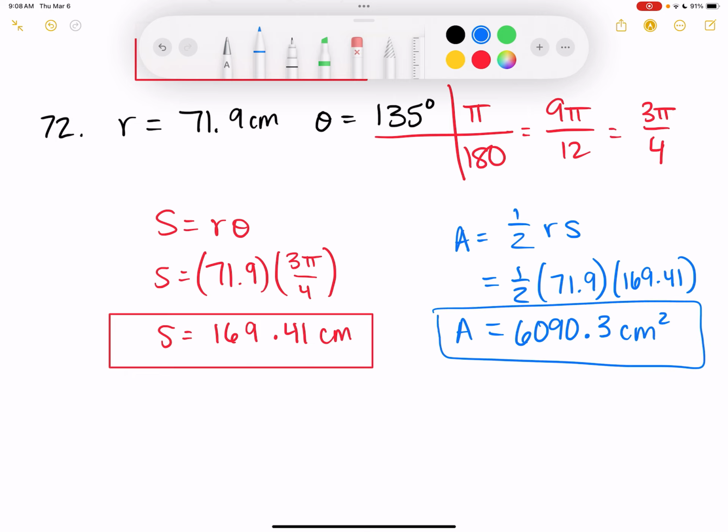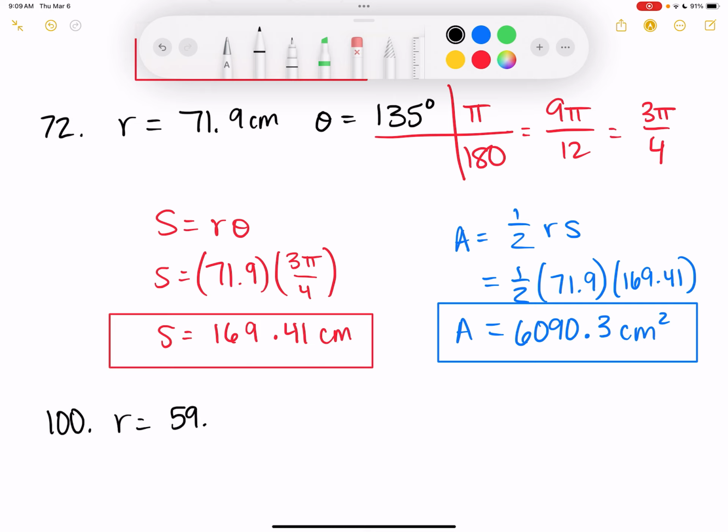Okay, so a lot of times, like I said, I'll give you one problem and it says to find the arc length and the area because their instructions are kind of elaborate. I make it simple and to the point. Okay. Now, I'll use the other formula. I'm going to choose one that's already in radians because of time. So r equals 59.8 kilometers. And theta is 2 pi over 3 radians.